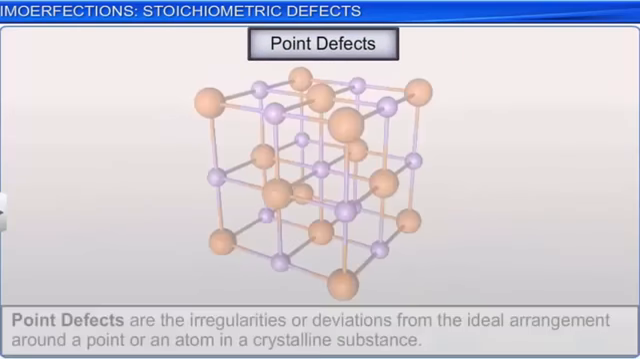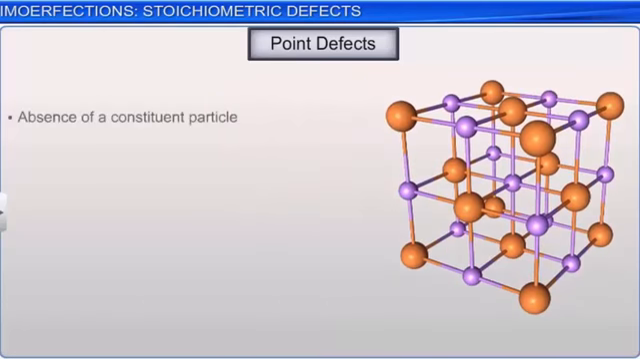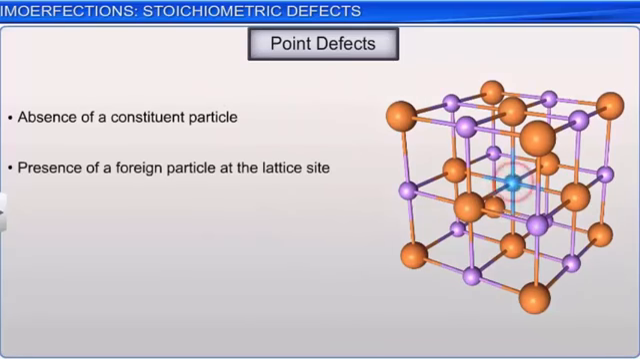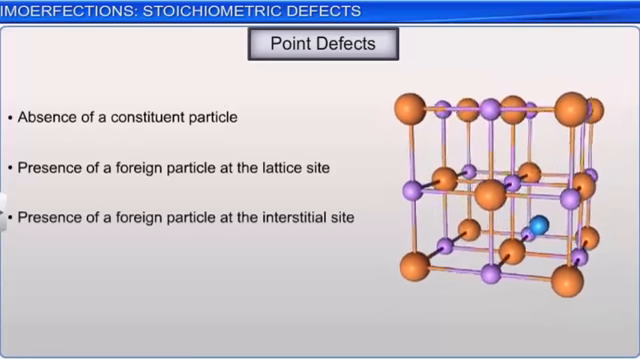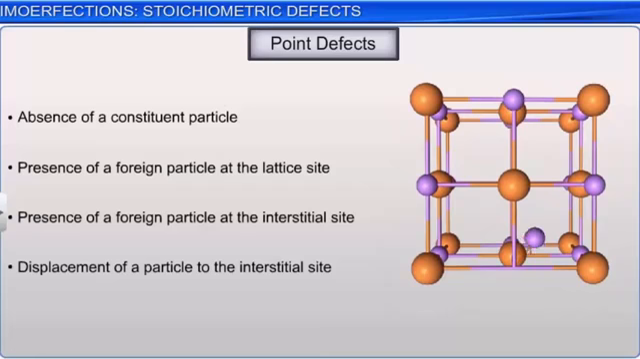Point defects are the irregularities or deviations from the ideal arrangement around a point or an atom in a crystalline substance. These may arise in a crystal due to one of several reasons: the absence of a constituent particle, the presence of a foreign particle at the lattice site, the presence of a foreign particle at the interstitial site, the displacement of a particle to the interstitial site.